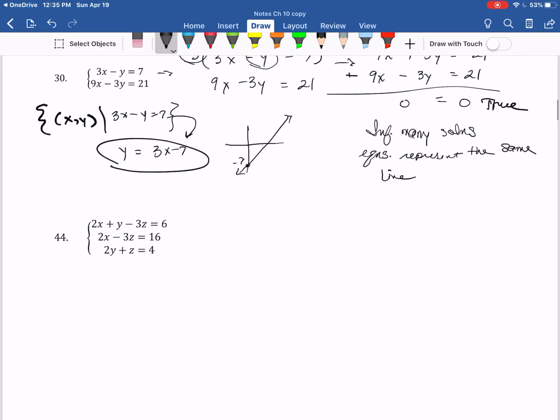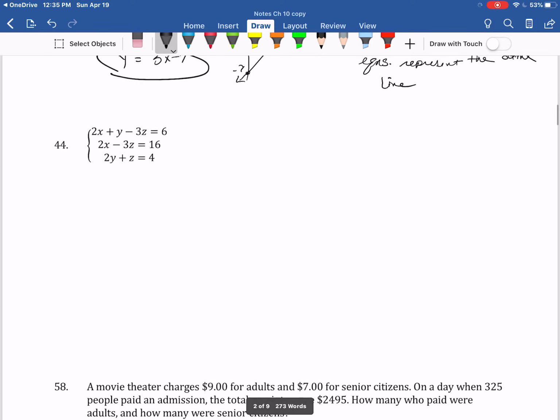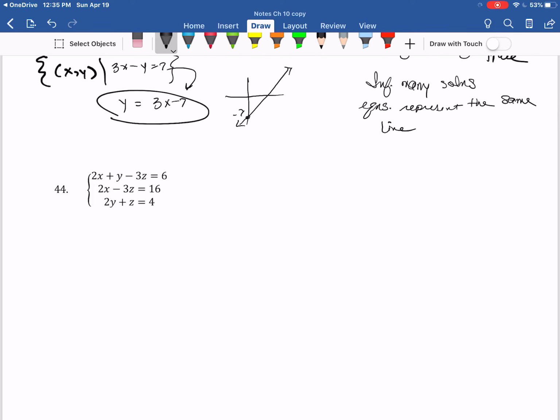All right, example 44 now is a little bit more complicated because now I have 3 variables. I have x, y, and z. And so now I'm not talking about 2-dimensional space. I'm talking about 3-dimensional space. Instead of lines intersecting, I have planes that are intersecting. And I like to think of planes as a visual. I like to represent the planes by maybe the walls in your room and maybe the ceiling or the floor.